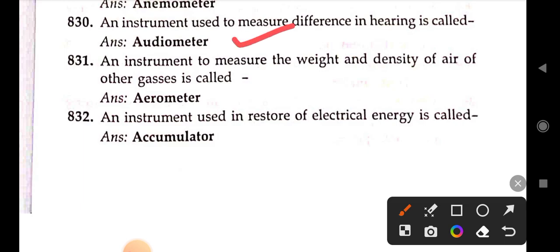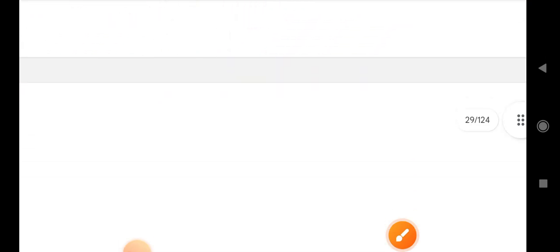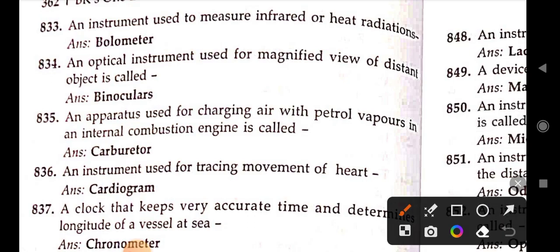An instrument to measure the weight and density of air or other gas is called an aerometer. An instrument used to store electrical energy is called an accumulator. Next, an instrument used to measure infrared or heating radiation is a bolometer. An optical instrument used for a magnified view of a distant object is called binoculars.